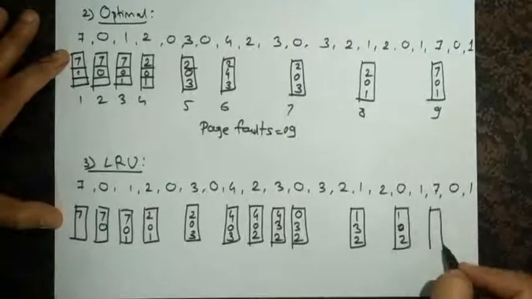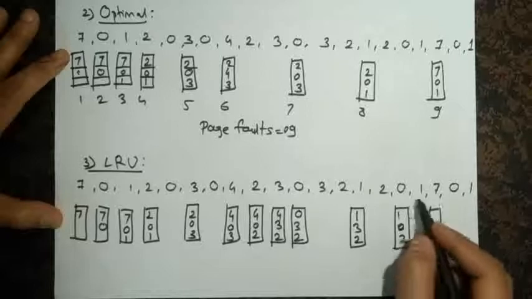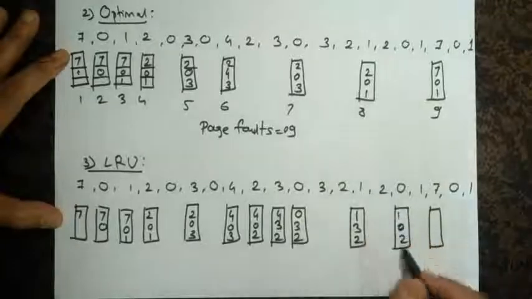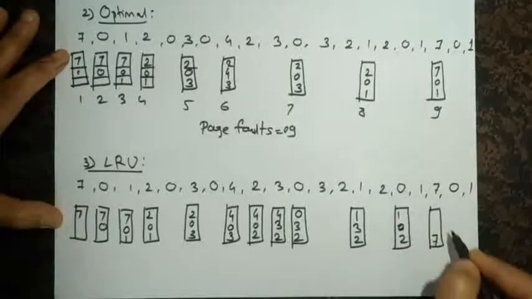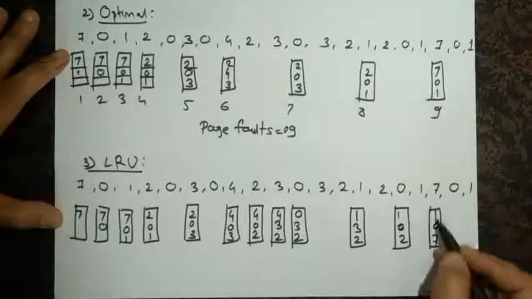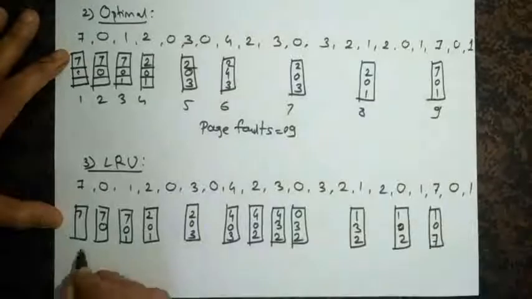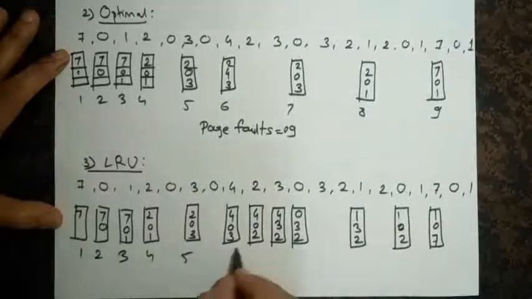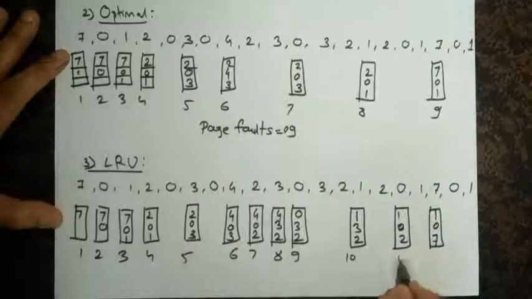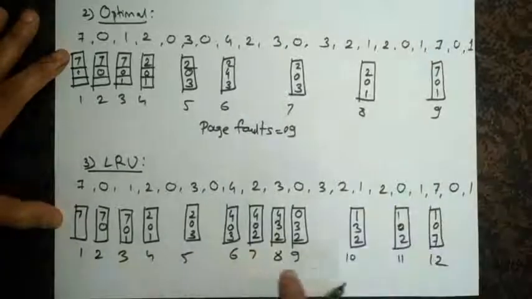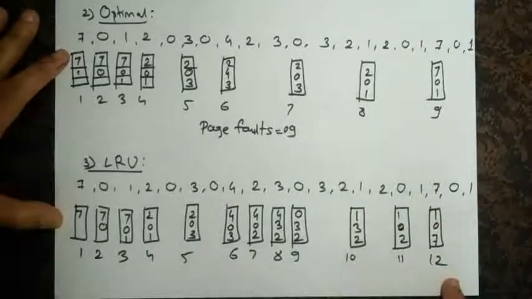Now 7 is requested, so as per the requirement we see that 0, 1 are nearer and 2 is quite past, so replace this 2 by 7, rest as it is. 0 is requested, which is there, 1 is also there. Now we see the total number of page faults is equal to 12.